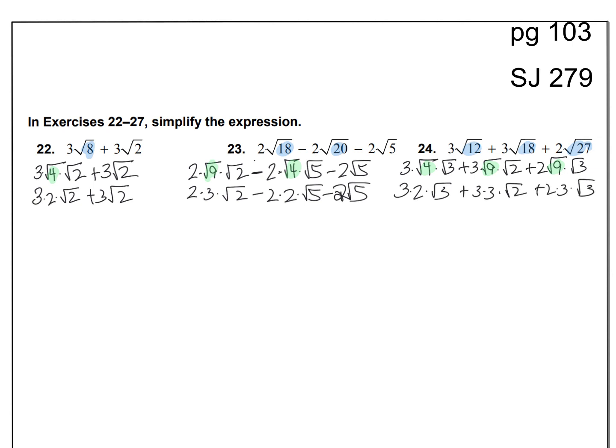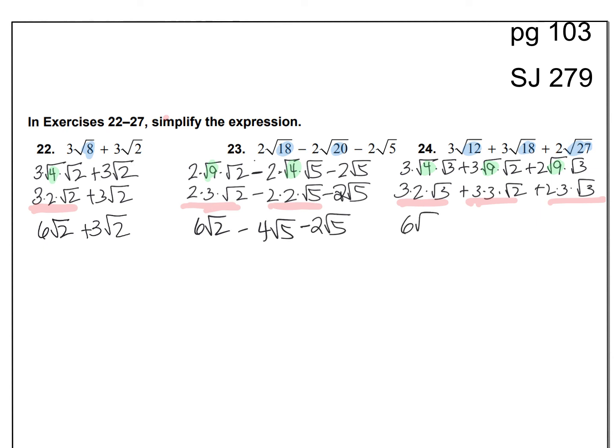Then the next thing I'm going to do is go through and multiply. I'm going to multiply here, here, here, here, here, and here to make one expression for each of those. So that's going to be 6 square root of 2 plus 3 square root of 2. And then next 6 square root of 2 minus 4 square root of 5, and bring down what did not need to be simplified. And then 6 square root of 3 plus 9 square root of 2 plus 6 square root of 3. Now I am ready to combine like terms. Once you get to here, you are ready to combine like terms.